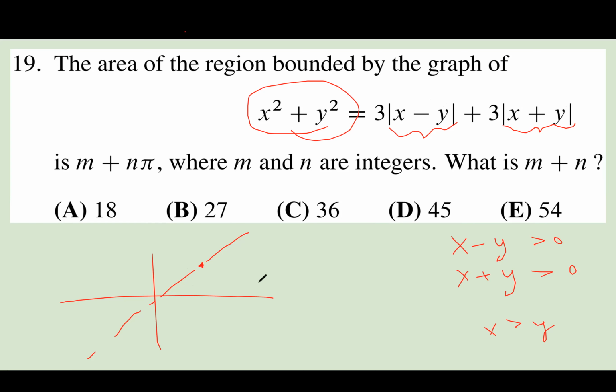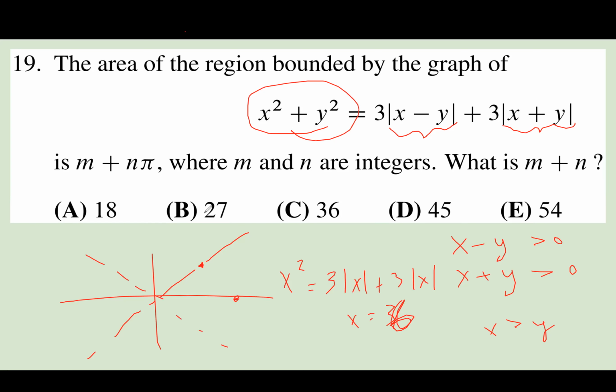What happens on the x-axis itself? On the x-axis, y is 0, right? So you would have x squared equals 3 absolute value x plus 3 absolute value x. But obviously x would have to be 3 for that to work, right? Oh no, that wouldn't work. x equals 6, right? Because then you'd have 36 equals 18 plus 18. So this has to be 6, right?